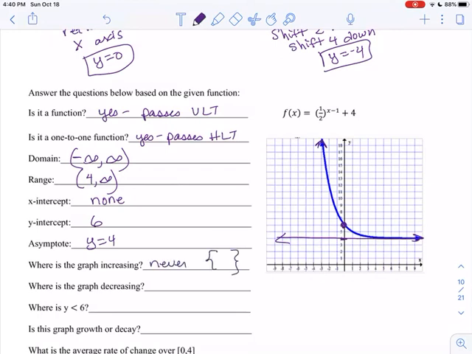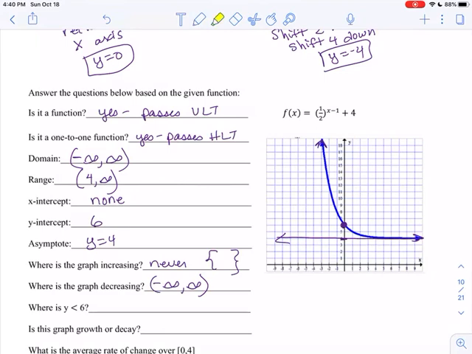Where is the graph increasing? Increasing means it has to be going up. It's not increasing anywhere, so never, or you can write brackets with nothing in them. Where is the graph decreasing? It's decreasing the whole way, all the way from -infinity to infinity.